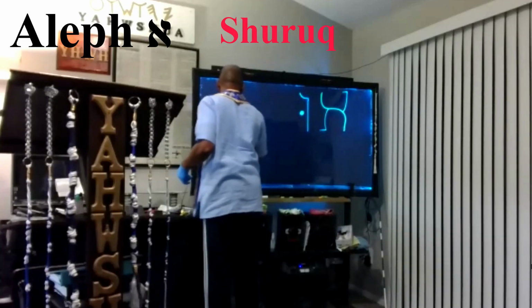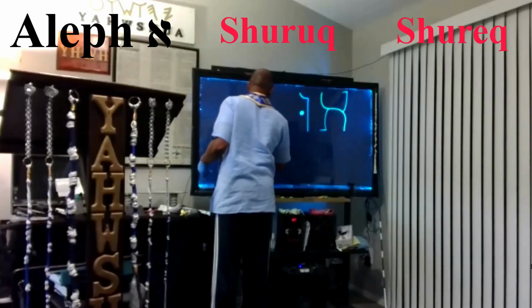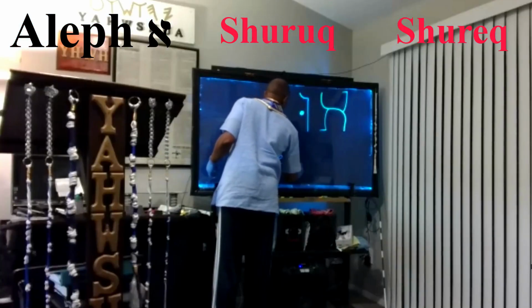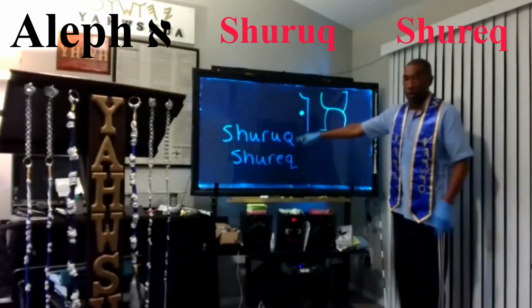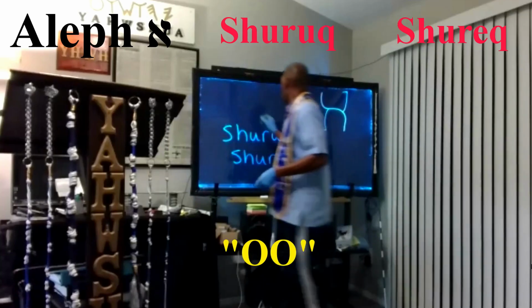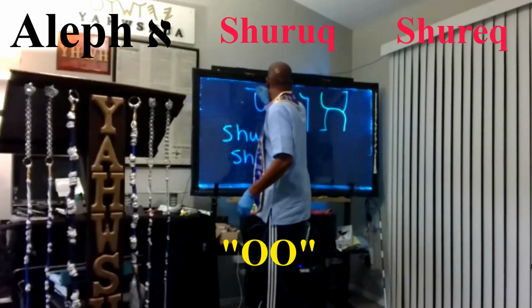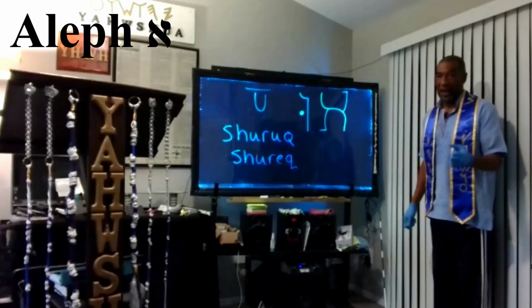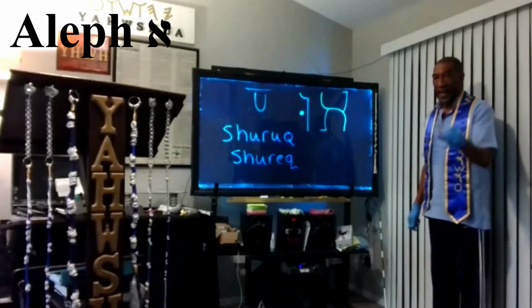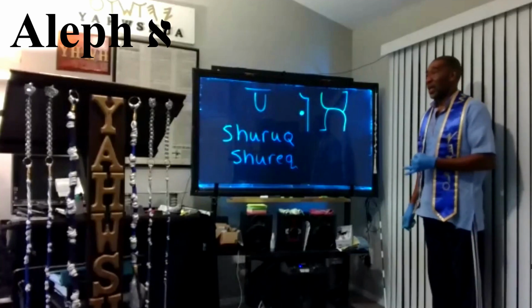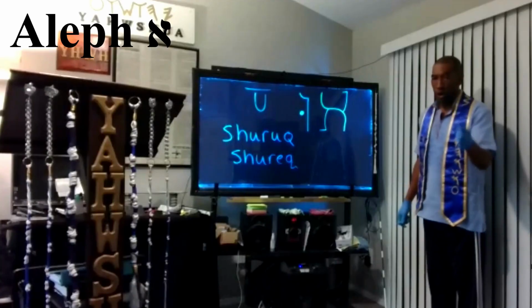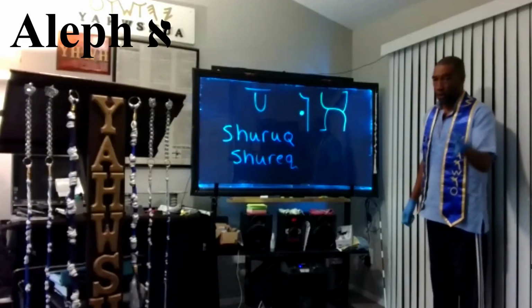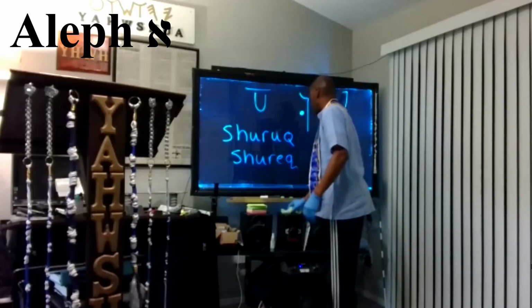And the last one, Shuruk, or you can say Shurek. Shuruk or Shurek has a phonetic oo sound. Okay. So we got kamets, sere, sere yod, hirek, cholem O, Shuruk or Shurek, oo. All right. That's the long vowels.